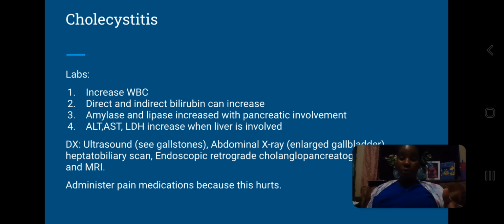Okay, so we're going to administer pain medicine because this is going to hurt. Next slide. We're going to give some opioids, some morphine, because they're going to be hurting.